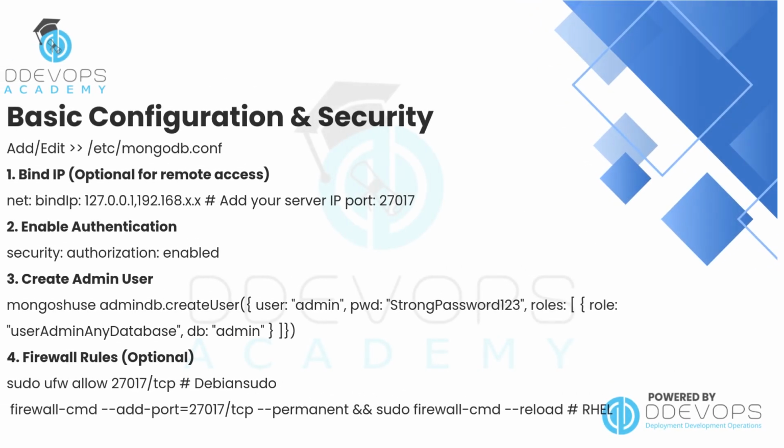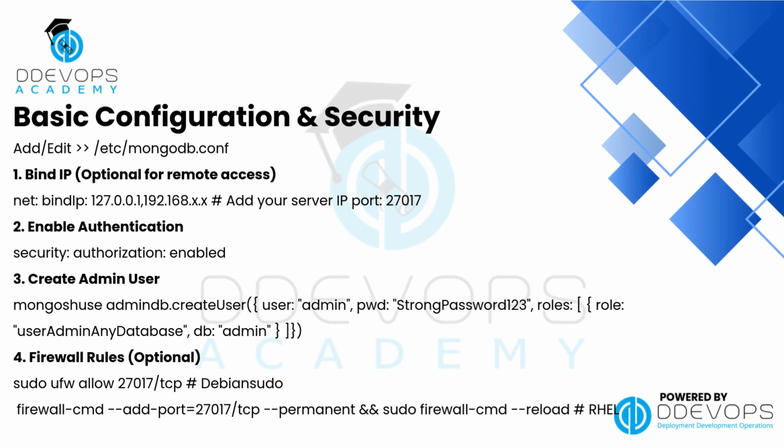After installing MongoDB, it's time to secure and configure it. First, bind the IP to allow remote access if needed, then enable authentication to protect your data. Create an admin user with appropriate roles using mongosh. Finally, open port 27017 in your firewall to allow connections. These steps ensure your MongoDB server is both accessible and secure.